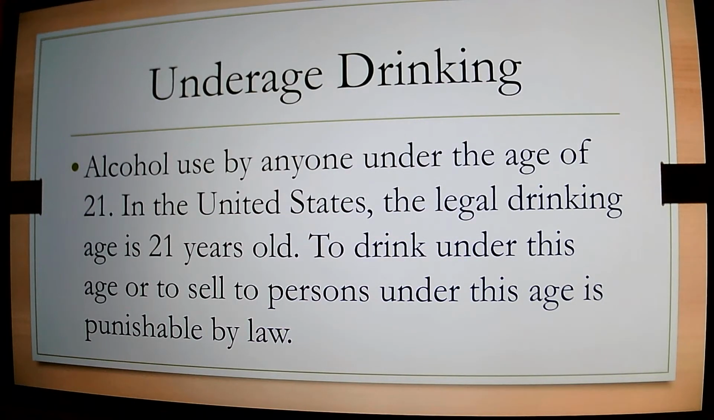The next AUD we'll talk about is underage drinking. This is alcohol use by anyone under the age of 21 in the United States. The legal drinking age is 21 years old. To drink under this age or to sell to persons under this age is punishable by law in the United States.